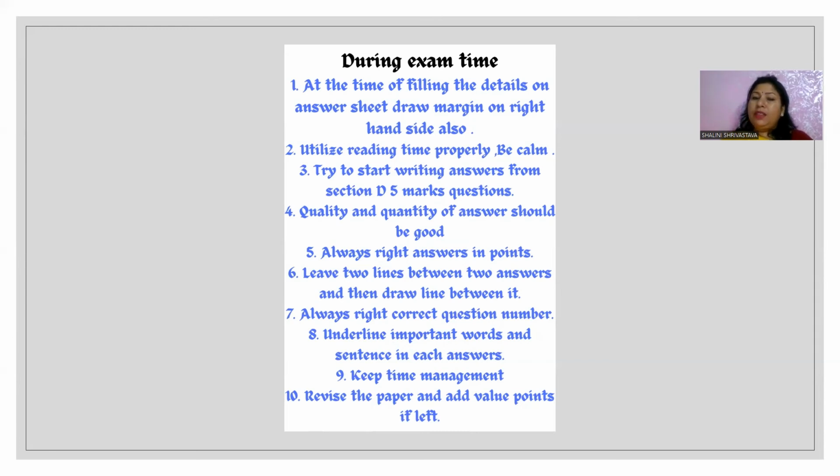Try to start writing answers from section D, that is the 5 marks questions, because ultimately whatever you're writing, if you are writing in good quantity and good quality, you'll get 5 marks, 4 marks, 3 marks like that. But if you start your paper from 1 mark questions, 2 marks questions, then you'll get only 2 marks. Okay, so I must tell you that you should go for section D first. Quality and quantity of answer should be good because both matter.